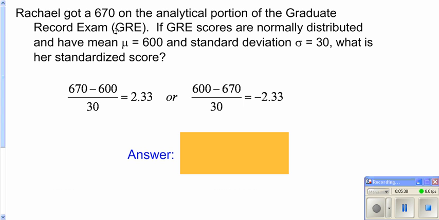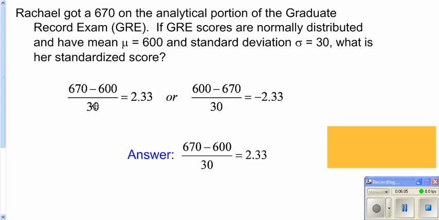So here, read through this. We have a score of 670, a mean of 600, and a standard deviation of 30. We want to know which one of these two is accurate for figuring out your z-score. Remember, your z-score is always your data value minus your mean. This one here is not right because it's your mean minus your data value. It's the first one which is right because it's your data value minus your mean over your standard deviation.